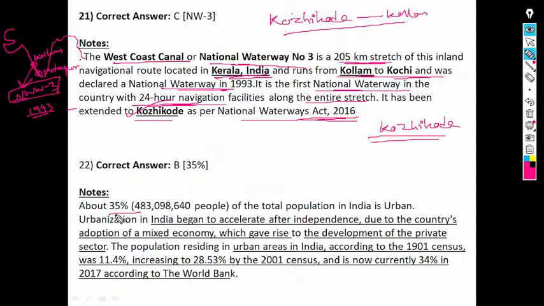Next, about 35% of the total population in India is urban, that is urbanization particularly. Urbanization in India began to accelerate after independence, due to the country's adoption of a mixed economy, which gave rise to the development of the private sector.